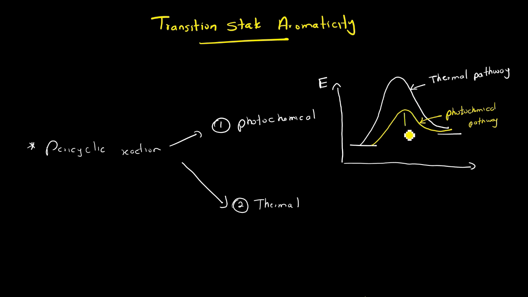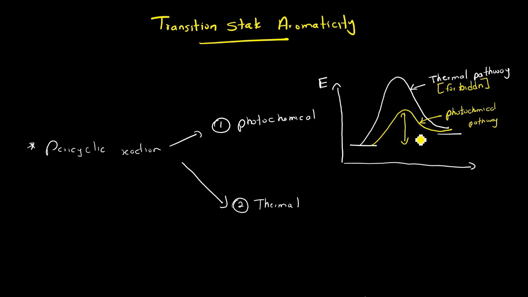In the photochemical pathway, you can see the activation energy barrier is relatively low compared to the thermal pathway, which means in this scenario, your pericyclic reaction goes through the photochemical pathway. The photochemical pathway is feasible and the thermal pathway is infeasible. So we call that thermal pathway forbidden. This is the forbidden pathway. This is feasible because it has a relatively lower activation barrier.